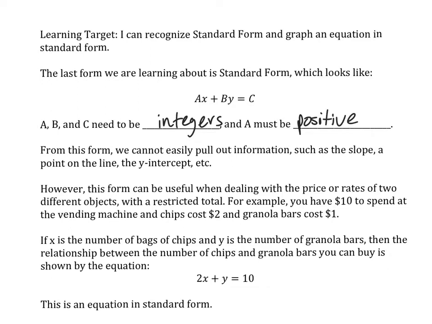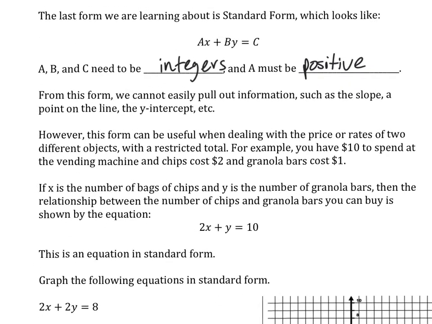From this form, we can't easily pull out information such as the slope and a point on the line, which we could do from point slope form, or the slope and the y-intercept, which we could do from slope-intercept form. However, this form can be really useful when dealing with the price or rates of two different objects with a restricted total.